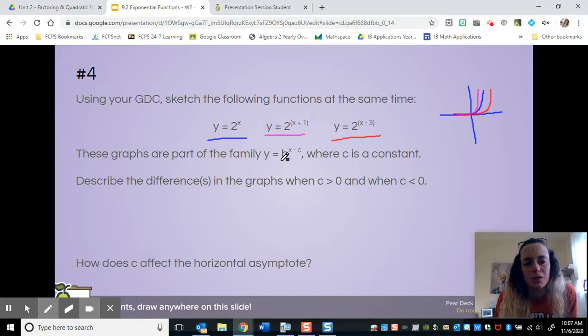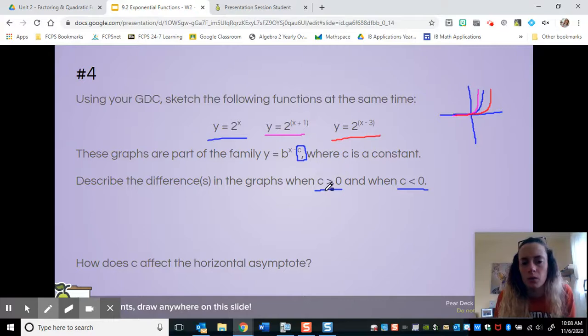So we have the family of b to the x minus c, and I'm emphasizing that the base transformation implies minus c, where c is a constant. So when we start to describe the differences in the graphs when c is greater than 0 and when c is less than 0, they're looking at just this value. They are not including the minus with that.